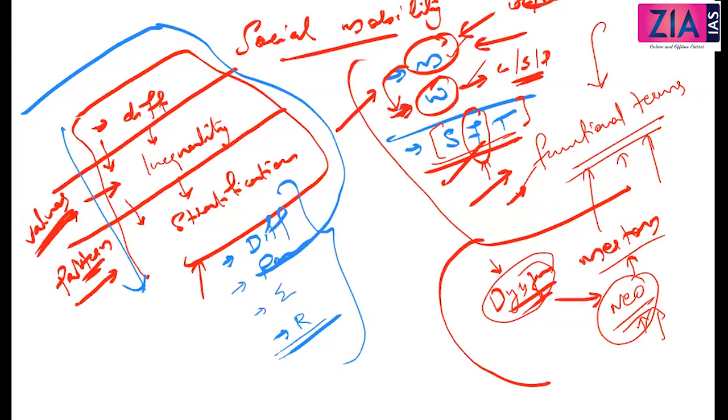Now, when we discuss Marx, it is only dysfunction. Here, it is only functions. But when it comes to Merton, neo-functionalism, that is a modified functionalism. There, you will see both functions as well as dysfunctions. In fact, they talk about manifest functions and latent functions. Functions that can be seen, and functions that cannot be seen, everything.